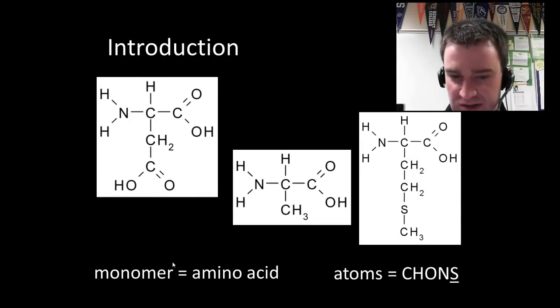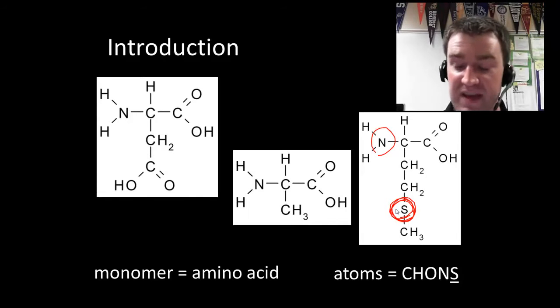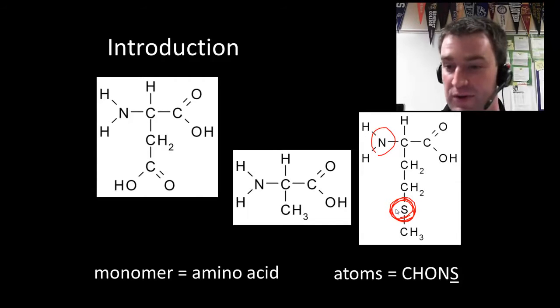If we were to quickly survey what kinds of atoms we find in amino acids, we'd find the carbon, the hydrogen, and the oxygen that we find also in carbs and lipids. We also find nitrogens, just like we do in nucleic acids. And then unique to certain amino acids, but only found in proteins, is sulfur. That atom is unique to proteins.